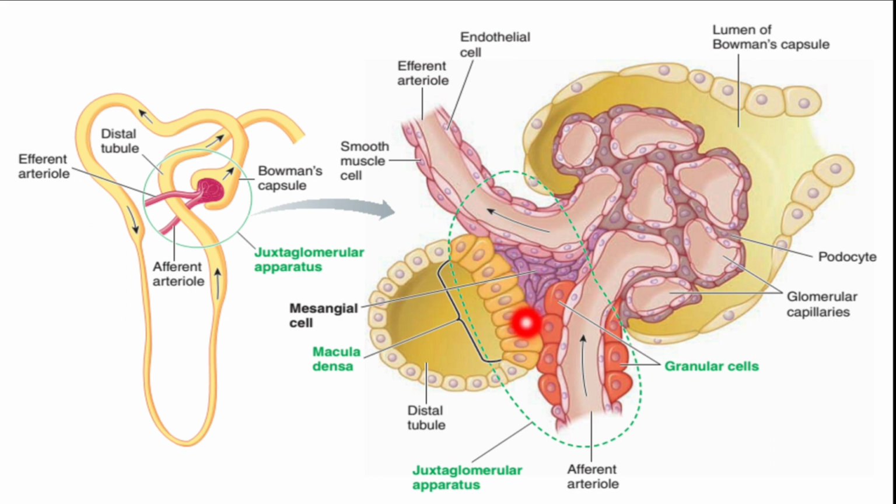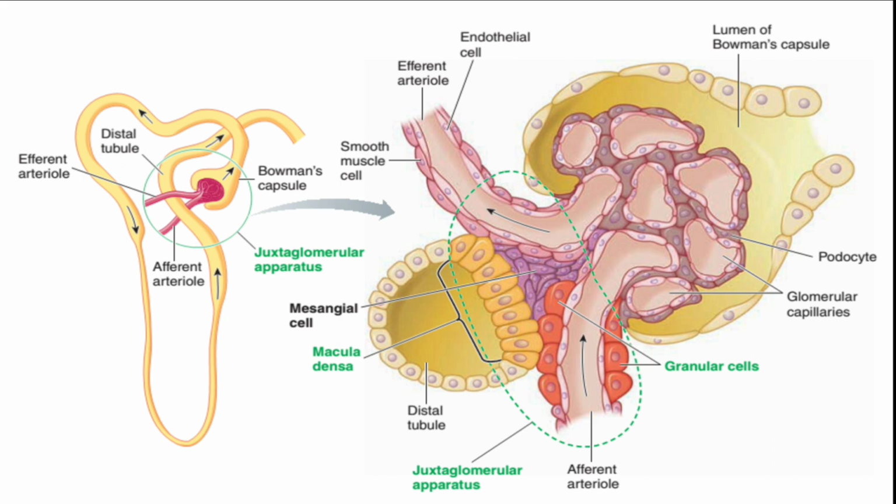And please note that these macula densa cells are sensors for sodium ion. These can sense the sodium ion concentration in the initial portion of the distal tubule. While the JG cells have the renin enzyme and they will release renin.